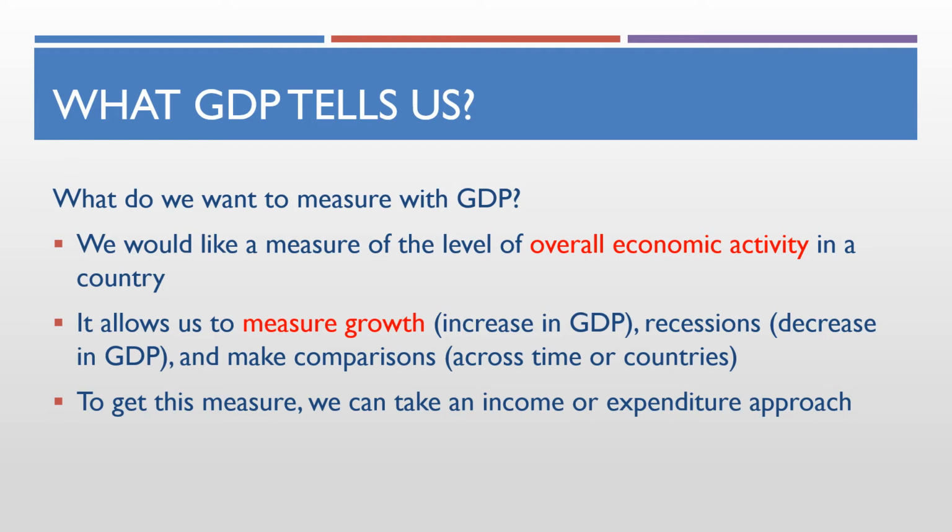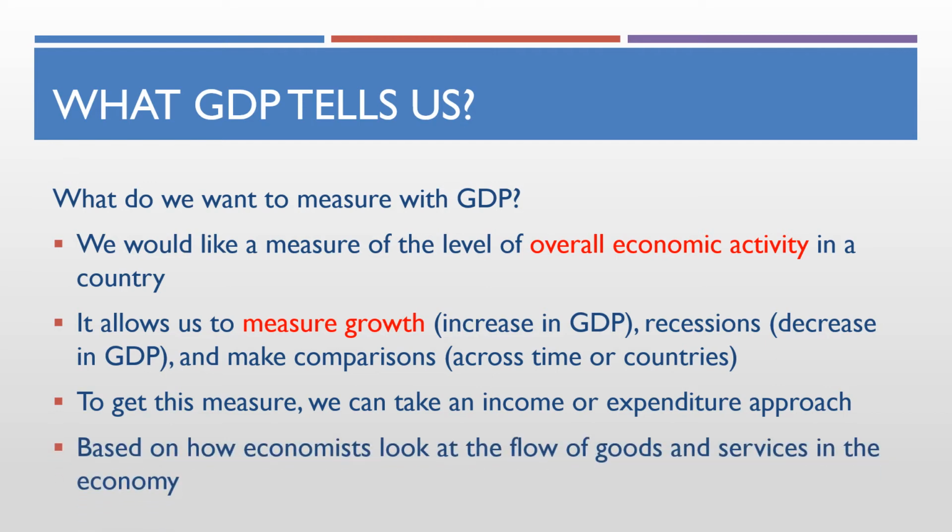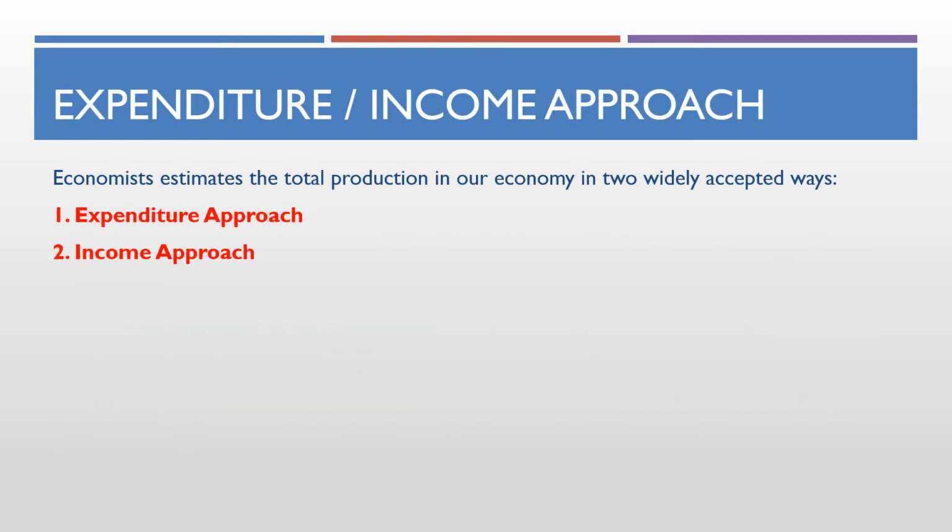So to get this measure, we can conceptually or theoretically measure this GDP in 2 ways. One is called the income approach, and the other one is called the expenditure approach. Based on how we are looking at the flow of the goods and services in the economy, we can understand the measure of GDP in 2 different ways. Let's talk about the general case here. What do we mean by expenditure approach and what do we mean by income approach?